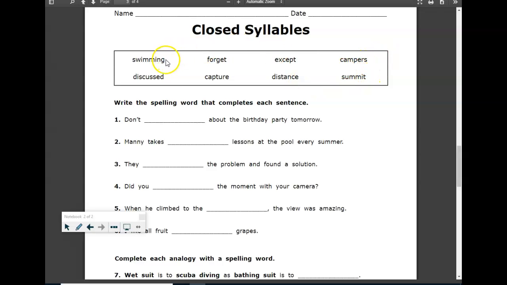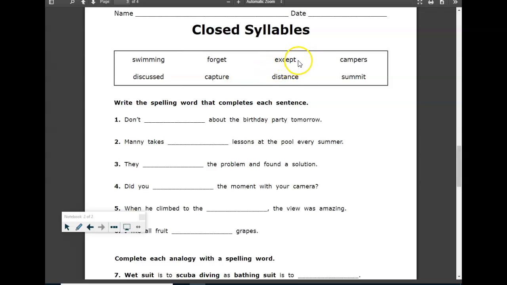So swimming, obviously, if you're swimming in a pool, a lake, or a river. Disgust is what we're doing right now. We're discussing closed syllables. Forget, I forgot the answer. I forgot which one I assigned you. Capture could be a couple different things. I am capturing my screen right now by taking a photo of it. Could also be I'm going to go capture the bad guy.